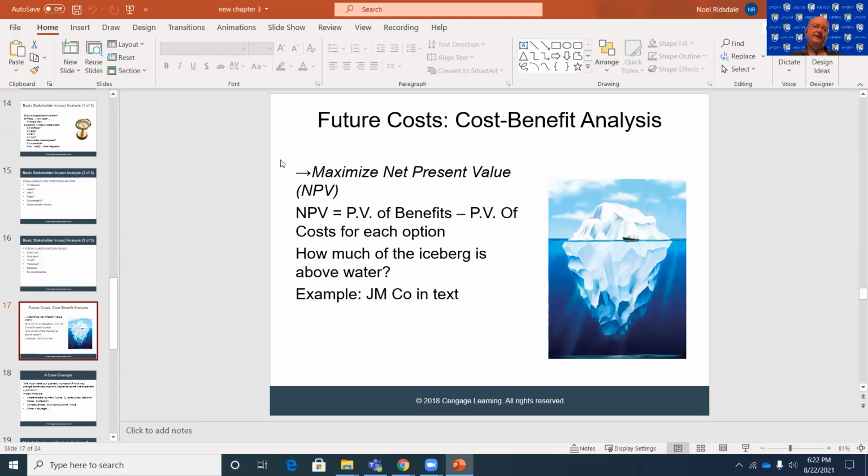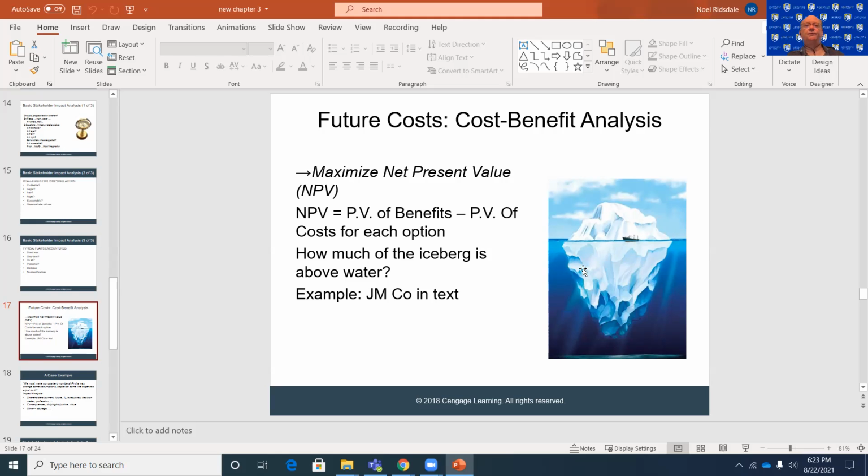So this here is a cost benefit analysis. And I think by this point, you probably have had that. When we look at ethics and we look at this iceberg, and the net present value versus the present value of the cost of each option. So in this iceberg, two-thirds of your iceberg is below water, one-third is above.